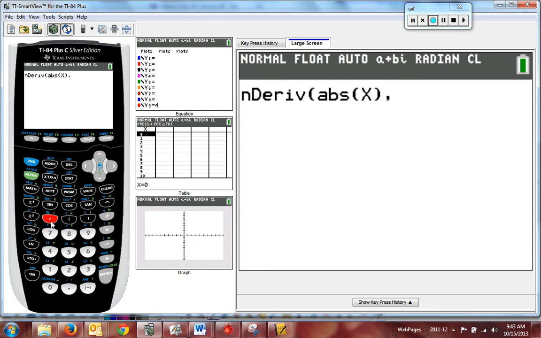All right, so I have the absolute value of x. Then I need to put in there what am I taking the derivative with respect to here? What's my input variable? X. So I have to tell it, hey, I want to take the derivative of this function with respect to x. And then I put a comma, and I go, well, where did I want to find the derivative? At x equal to? What were we doing in the example? 0. So I put in my 0.